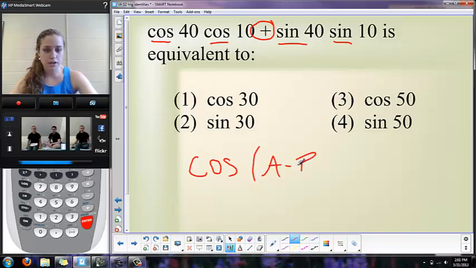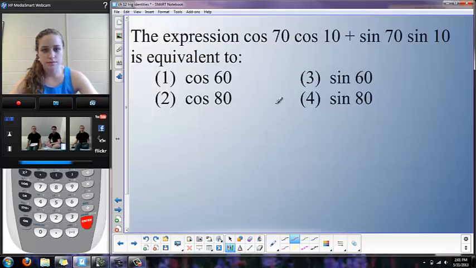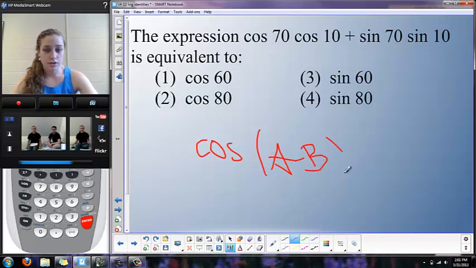I don't know why Miss Tompkins put these right next to each other. But our a in this case was the first angle that was mentioned, which is 40. So 40, and our b is 10, so 40 minus 10. So this is equal to the cosine of 30 degrees. Next. Oh my gosh, that's the exact same thing. It's cosine of a minus b. There's 3 questions right in a row of the exact same thing. So this is cosine of 70 minus 10, which is cosine of 60.